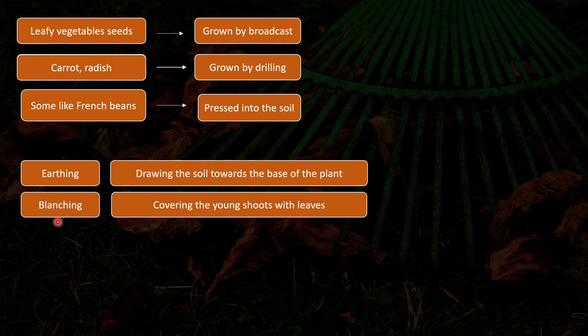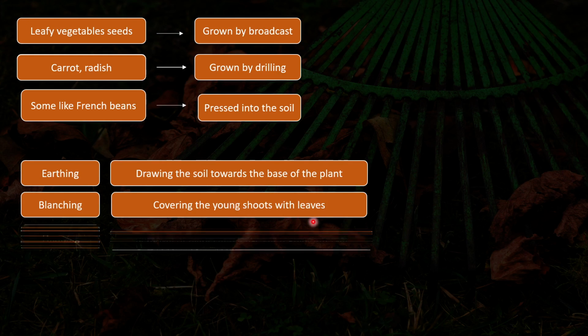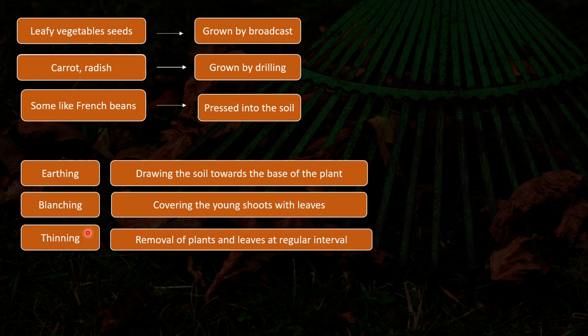Then second term is blanching. Blanching means covering the young shoots with leaves. So when young shoots come, right, in your plant, you need to protect it, and for its protection you cover the young shoots with the help of leaves, so that it remains moist and protected from the outer environment. That is called blanching.